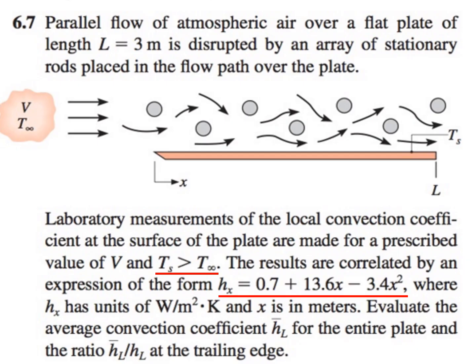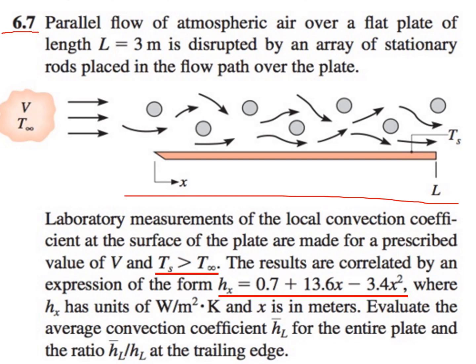So now let's take a look at my hand solution going through another example problem. In this case, let's go through example problem 6.7. In this problem here, they tell us that we have a parallel flow of atmospheric air over a flat plate of length given to us of L is equal to 3. Now this is disrupted by an array of stationary rods placed in the flow path over the table. So we can see this in our diagram below.